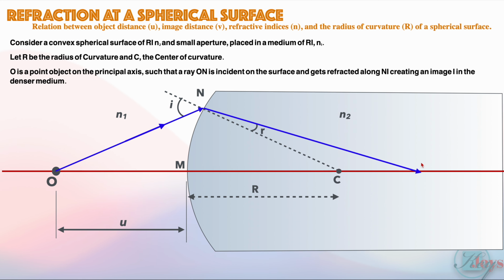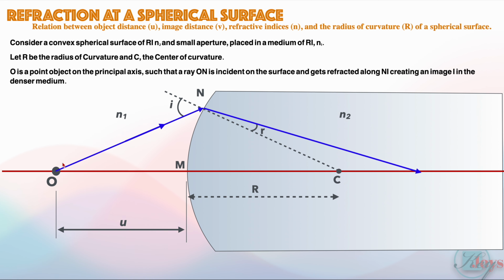It hits the principal axis at some point as shown here. The angle between the normal and the refracted ray is the angle of refraction. Okay, one ray of light, incident and refracted, we understood.